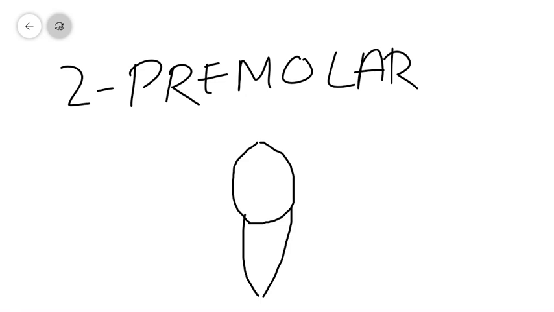So, talking a very basic overview of a premolar, a premolar is generally larger than an incisor, but it's smaller than a molar. And I'm going to stress this point again and again: premolar is only present in the permanent dentition, it's not present in the primary dentition.